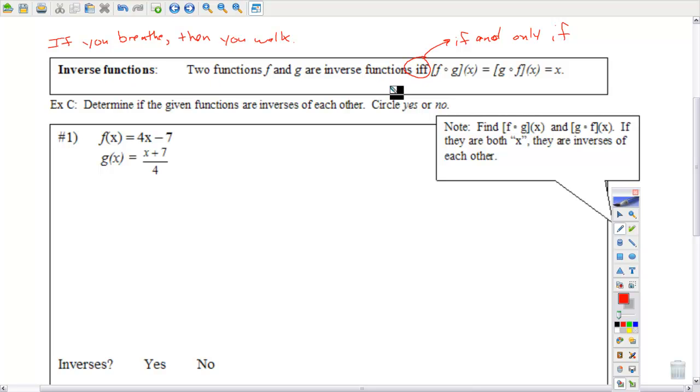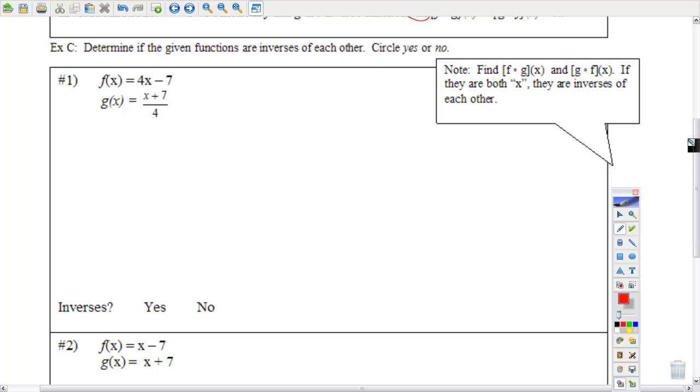Since this says if and only if, it means this would be true no matter which order you would say it. So we could take this inverse functions definition and read it in one of two ways, and they would both be true. We could say, if two functions f and g are inverses, then f of g of x equals g of f of x equals x. We could also say, if f of g of x equals g of f of x, which equals x, then the two functions are inverses. You can read it in either way, and it's true, forwards or backwards.